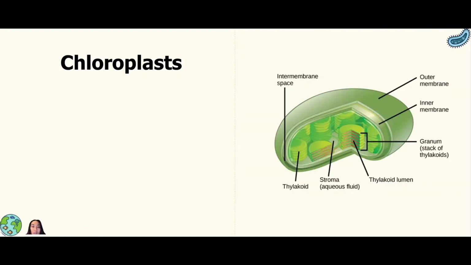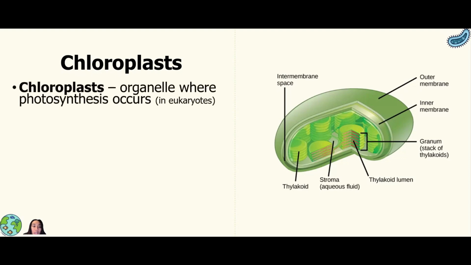Now, photosynthesis occurs in chloroplasts. These are the organelles where it happens. And again, this is in eukaryotes. If we're talking about a prokaryotic organism such as a bacteria, then they don't have chloroplasts. Their photosynthesis just happens in the cell.